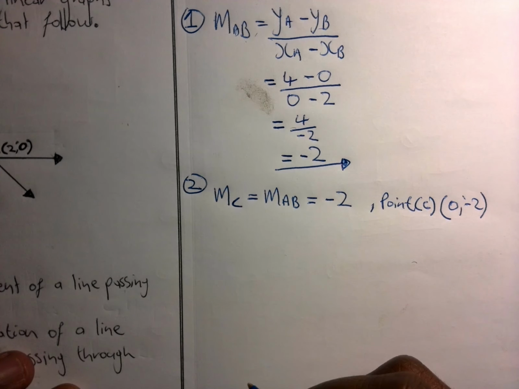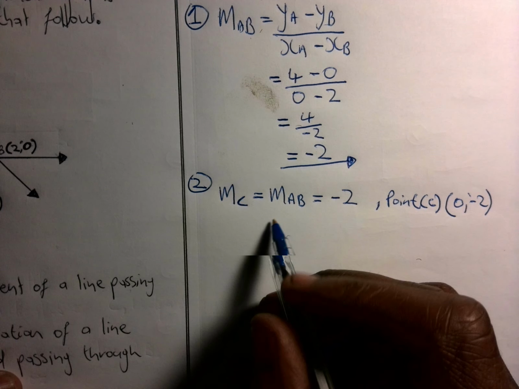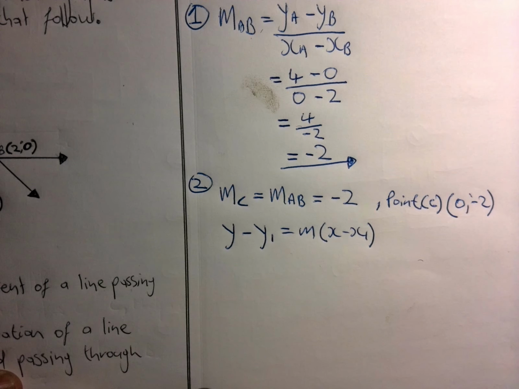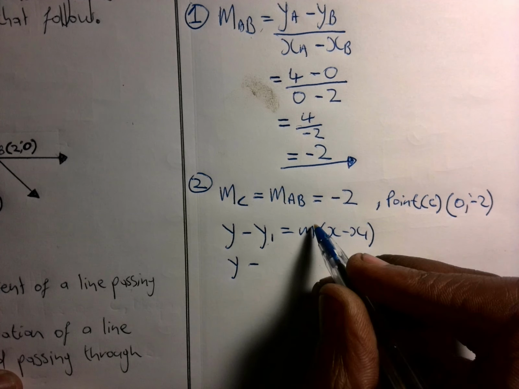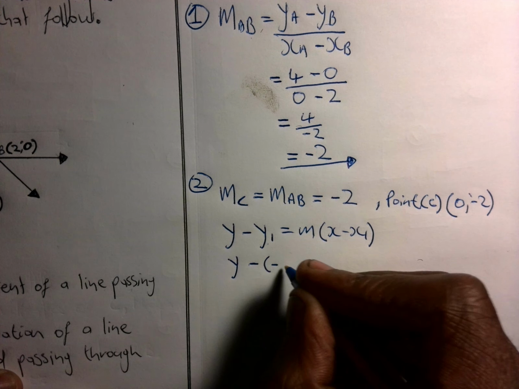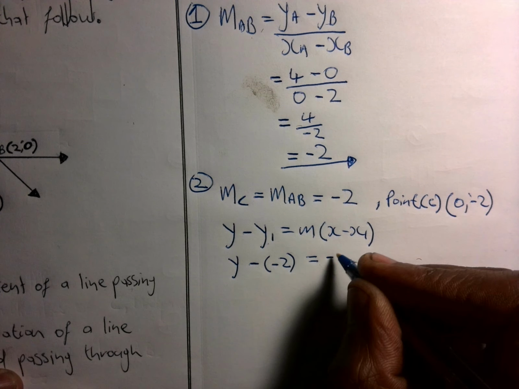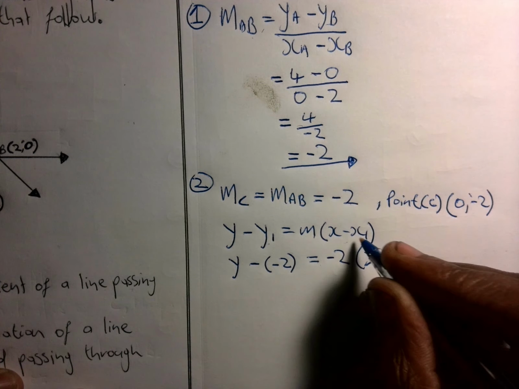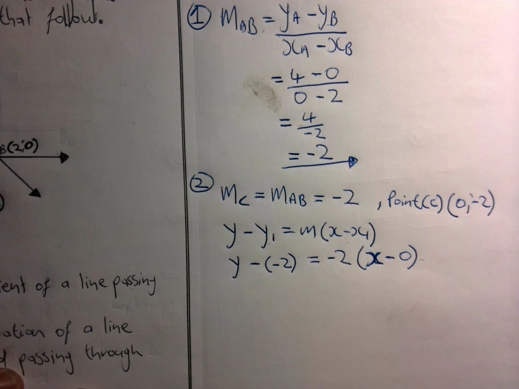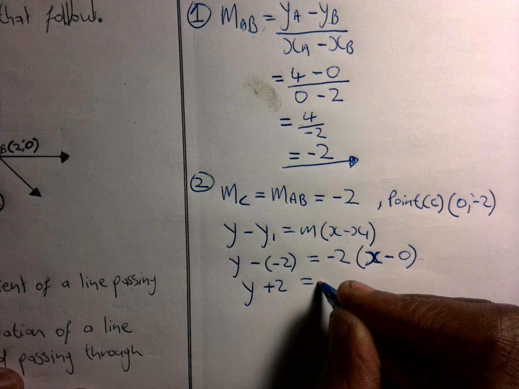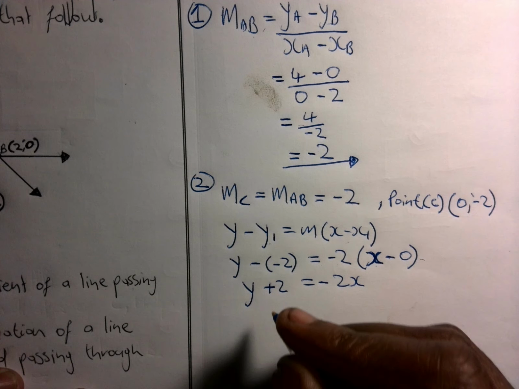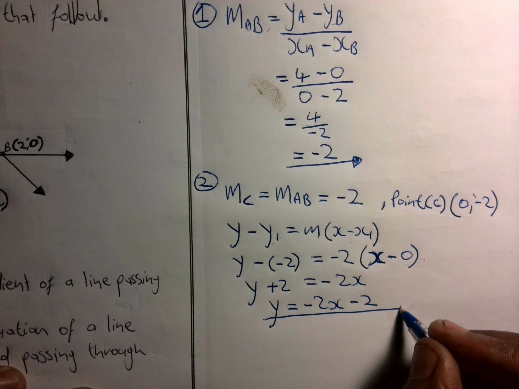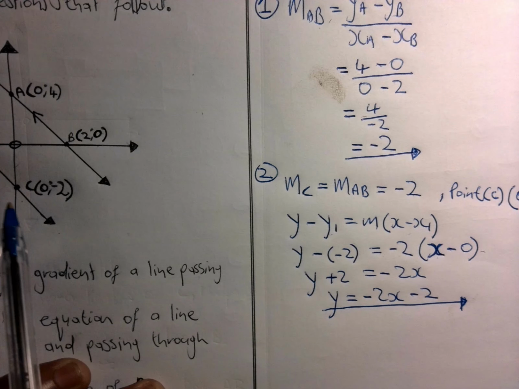Okay, so we can just say y minus y1 is equal to m(x minus x1), and then we say y minus y1 is the point, that will be y minus negative 2, is equal to negative 2, which is the gradient, times x minus 0, just like that. So we're going to have y plus 2 is equal to negative 2x. Then we transpose this, y is going to be equal to negative 2x minus 2. This will be the equation of this line that is parallel to AB.